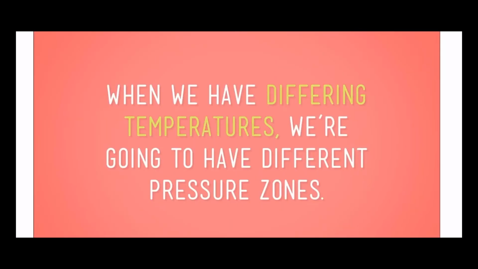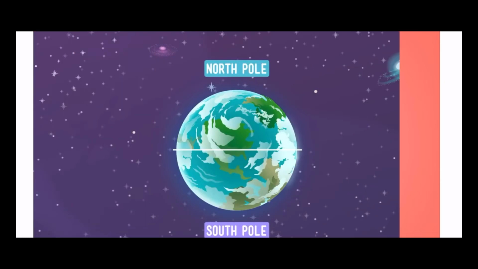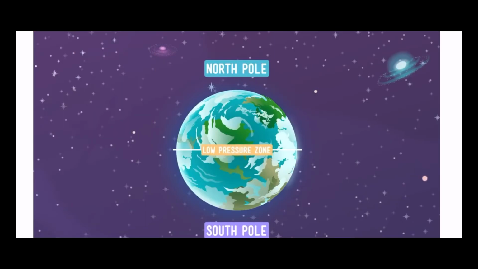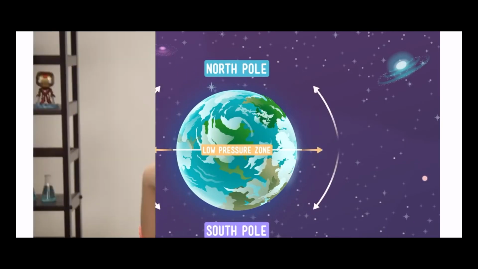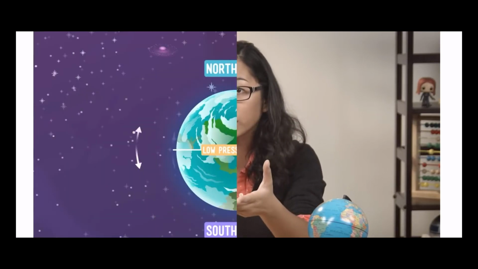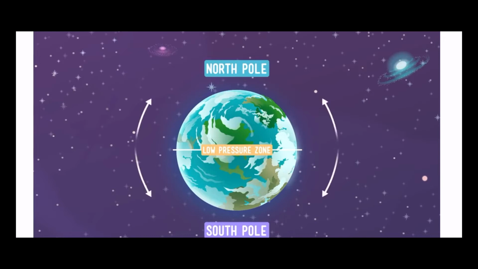And you know that when we have differing temperatures, we're going to have different pressure zones. The area around the equator is a low pressure zone. Here, the warm air rises and starts to slowly move towards the poles. Now, if the Earth weren't spinning on an axis, and if it didn't tilt, and if it wasn't covered in water, then the warm air at the equator would just rise toward the poles and the cool air would move in at the equator, where the warm air just left. This would create two giant air currents called cells. But, of course, things on Earth are much more interesting.